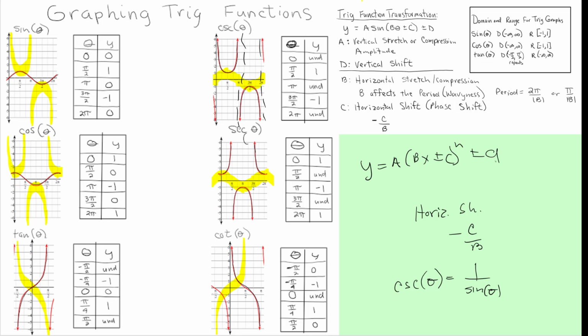And secant is the reciprocal of sine. So when cosine is 0, you'll have some asymptotes. And remember, tangent is sine over cosine. So wherever cosine is 0, you're going to have asymptotes. And cotangent is cosine over sine. So wherever sine is 0, you will have the asymptotes.